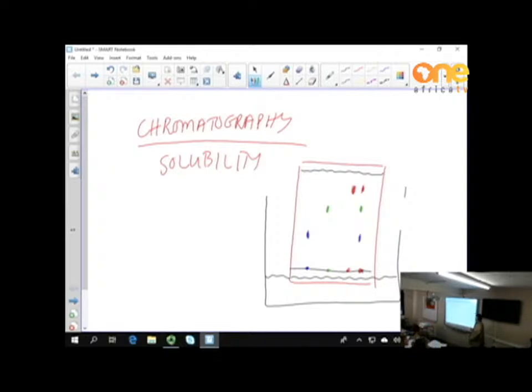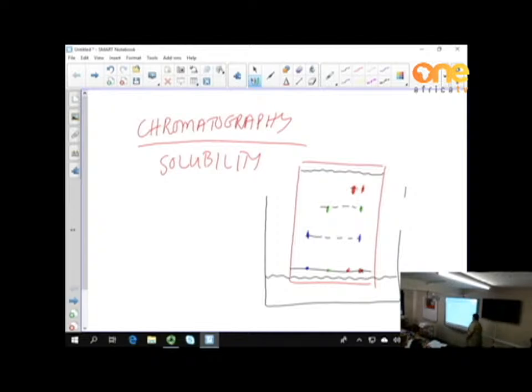Now, when we use colored substances, it's very easy to see. Oh, okay, these two had the same thing, those two contain the same thing, and those two contain the same thing. Can you see that?